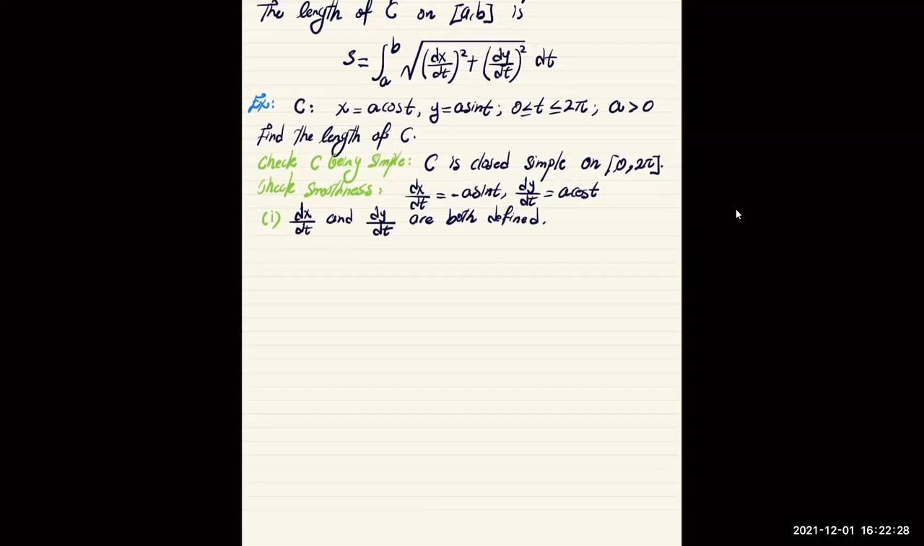Second requirement, these derivatives cannot be zero together. There should be no t value that makes both of them simultaneously zero. One way to go with that is to find the zeros of each derivative and see if there are any common zeros. That's kind of difficult to do. Or you can just sum the squares of the derivatives, and that expression should be positive.